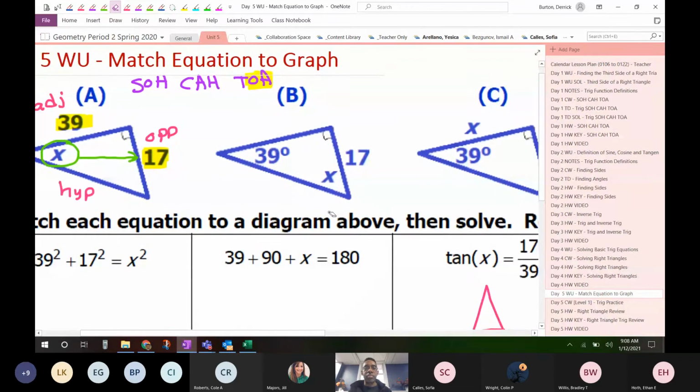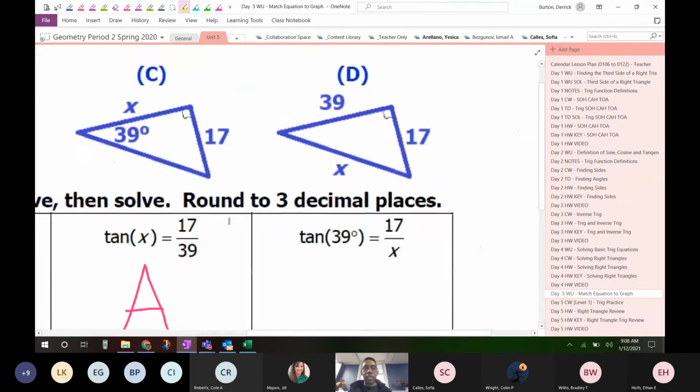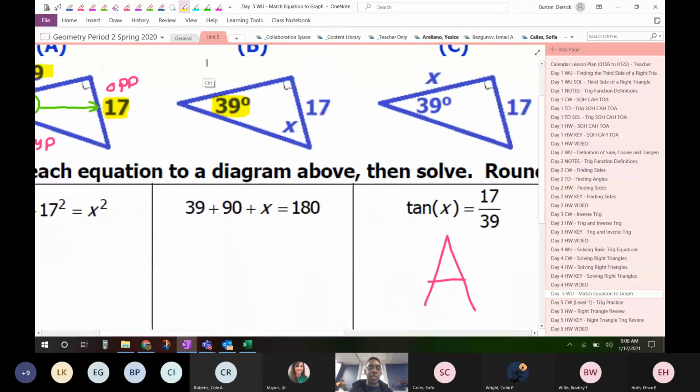Looking at picture B. I see the X here, but this time we are given the other angle. So looking at the choices, I would really love to see something more like X plus 39 equals 90, because I've now really trained you to just subtract from 90 to find the missing angle. But they are going all the way back to 180, which is fine.